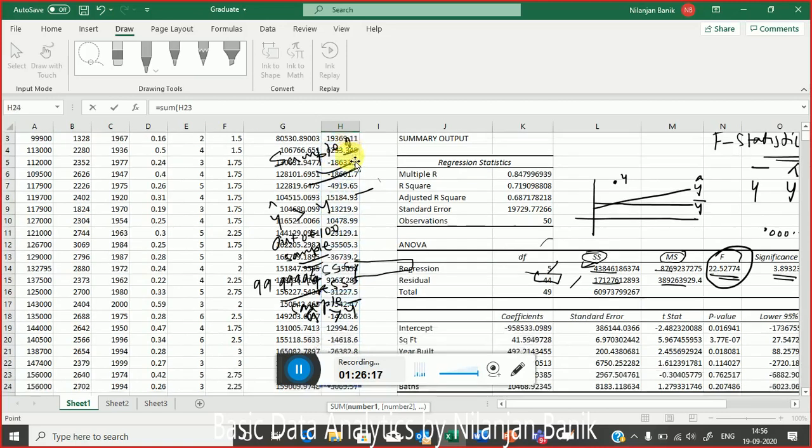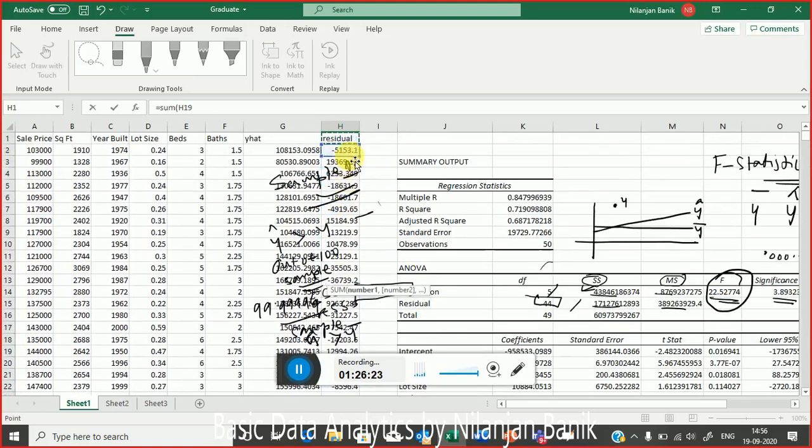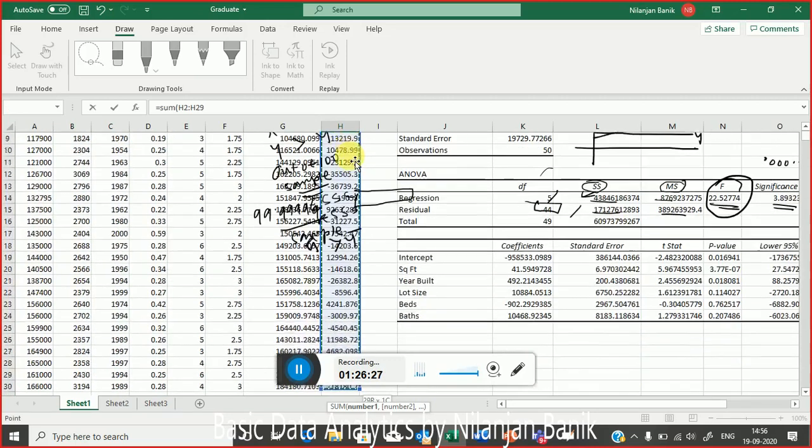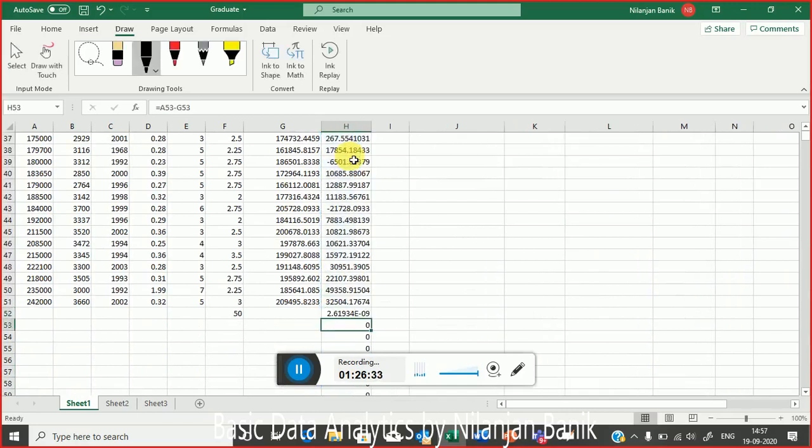So let's do the sum. I think it will be 0. Let's see. ये आपका आ गया 0. Why? Because we are minimizing this. We are choosing in a way so that the sum, but sum of square of error will not be 0.